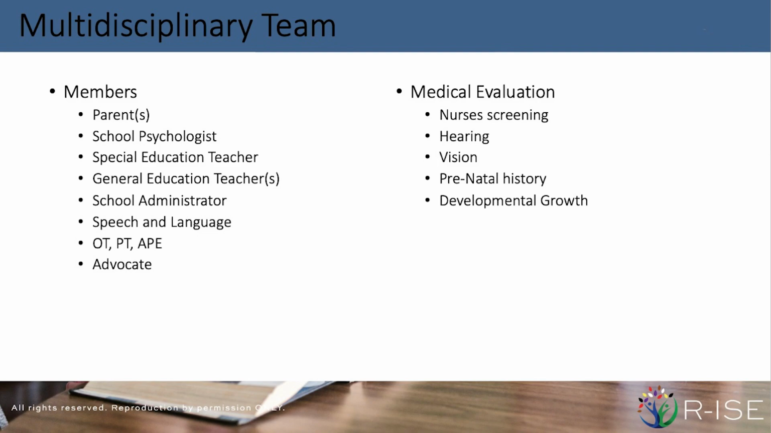Members of the multidisciplinary team, first and foremost, must include the parent. The parent knows the child best of all. They engage with the child far more often than the school does. So parents, school psychologists, special education teachers, general education teachers, school administrators, speech and language professionals, adaptive PE teachers, occupational therapists, physical therapists, and advocates for the child. The multidisciplinary team can be made up of a wide variety of individuals.